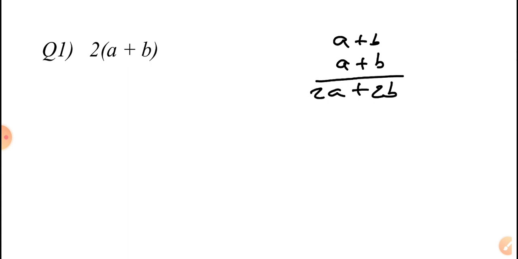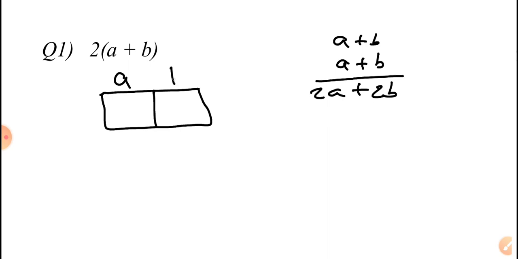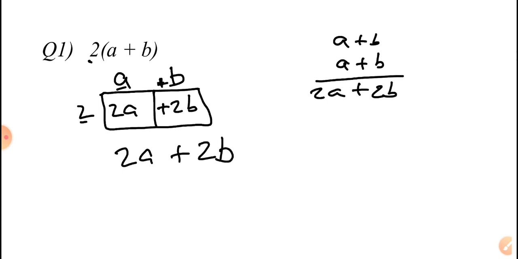But as the question gets more complex, it'll be harder. You can't just do that. You'll have to use a more formal method. So the way I like to do it is, inside the bracket I've got a plus b, so I'm going to put a here, and I can put b there, and the 2 will come on the side here. So 2 times a is 2a. And remember, this is a positive plus, so 2 times positive b is just positive 2b. So the final answer is 2a plus 2b. So that's the answer to question 1.